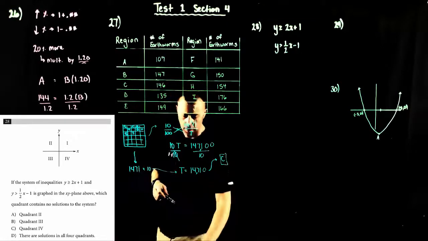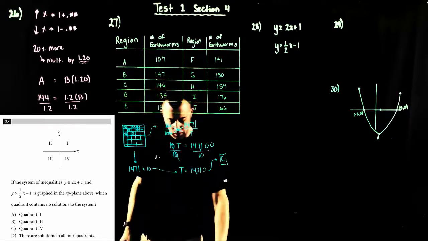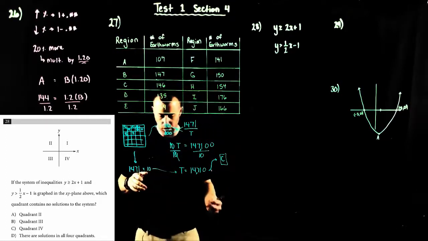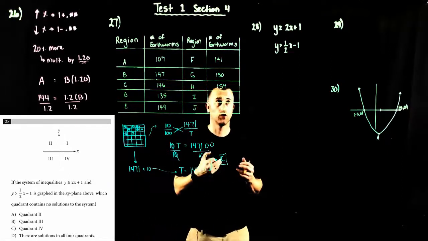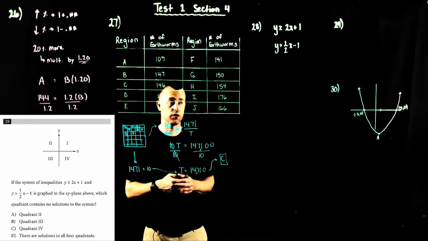Number 28, that's going to be a system of inequalities. This is just a graphing problem. So they're giving you these two inequalities, and they're just asking you what region do the solutions fall in. So I need to graph these and see what regions the solutions lie in.